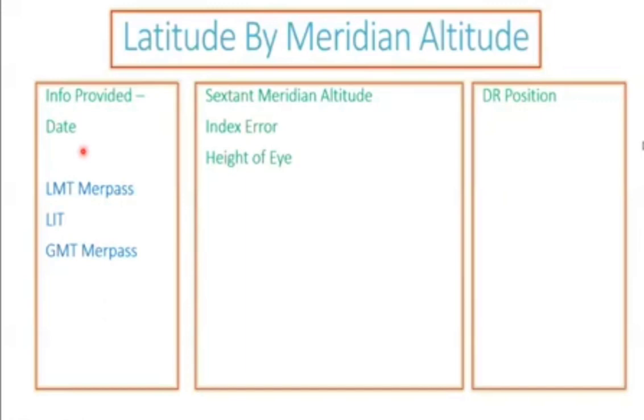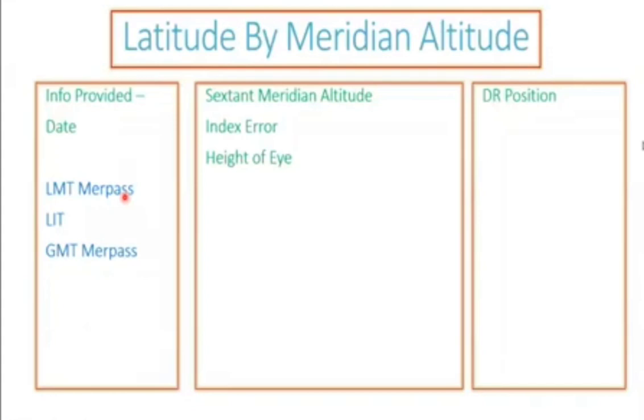So how do we obtain this time? We obtain this time from the almanac itself. From the almanac, we first obtain the LMT of meridian passage of the body. So we have seen in the almanac, the LMT meridian passage for the sun is provided to us. Coming to the second body, the moon, again the LMT meridian passage of the moon is provided to us in the almanac.